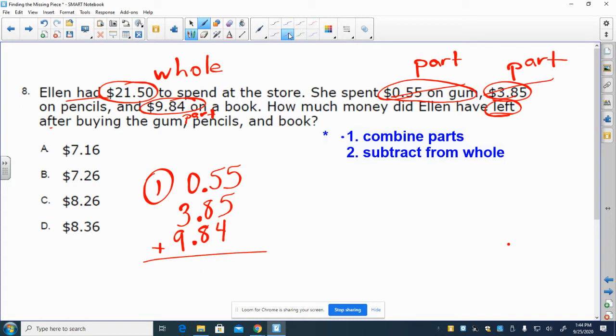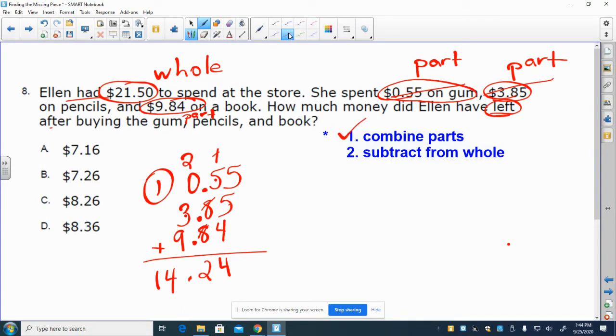Let's combine those parts. 5 and 5 makes a quick 10. Plus 4 is 14. Carry the 1. 8 and 8 is 16. Plus 5 is 21. Plus 1 more is 22. Write the 2 and carry the 2. Bring your decimal down. 9 plus 3 is 12. Plus 2 more is 14. And your brain's going to say, whew, I'm done. After all that work, you are not finished.